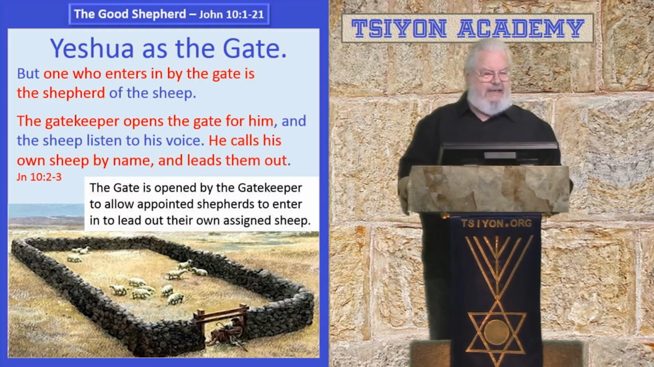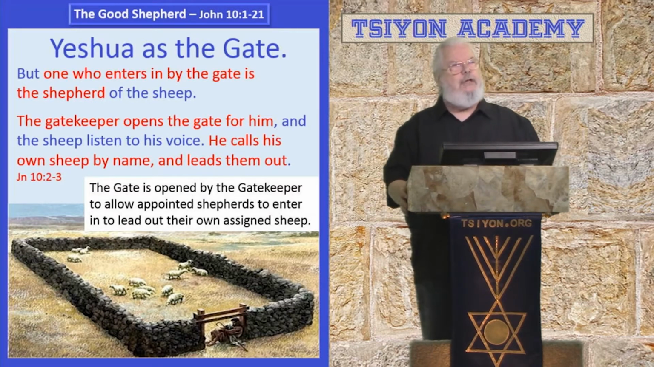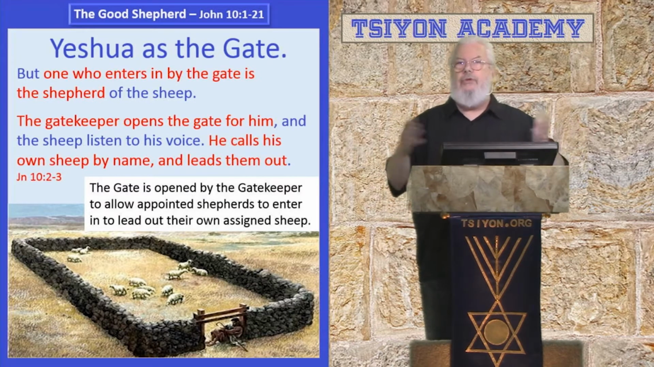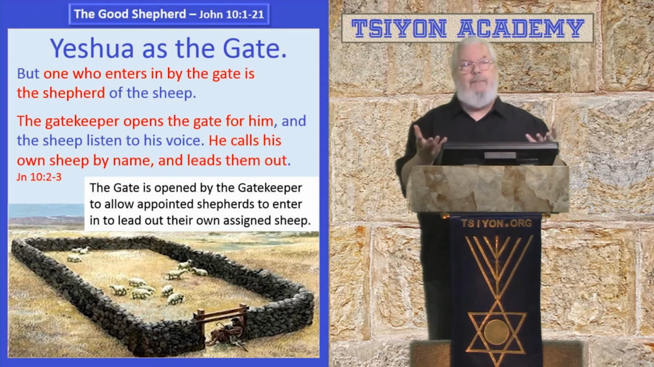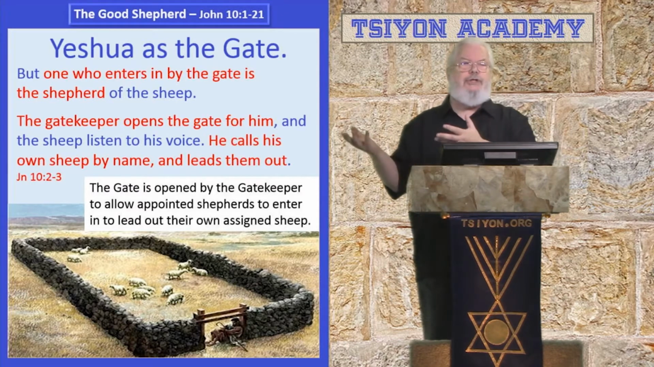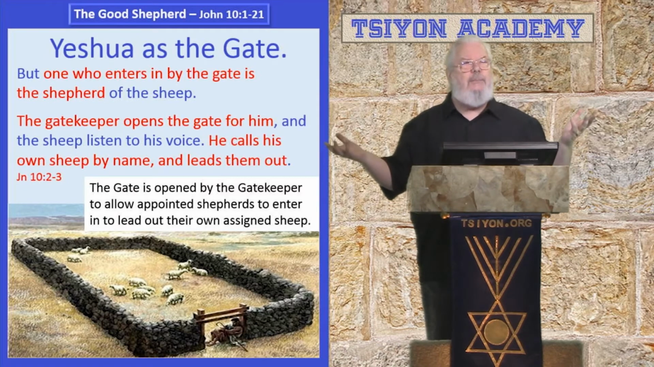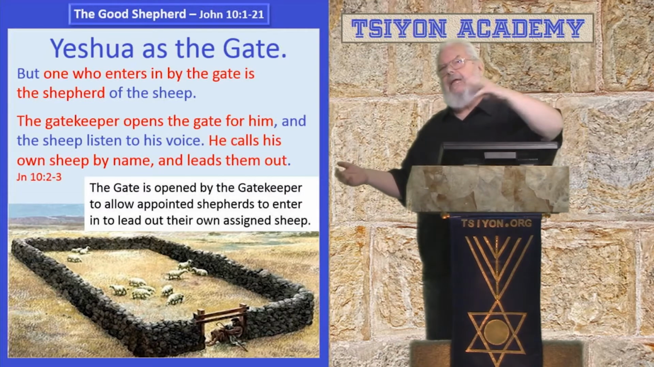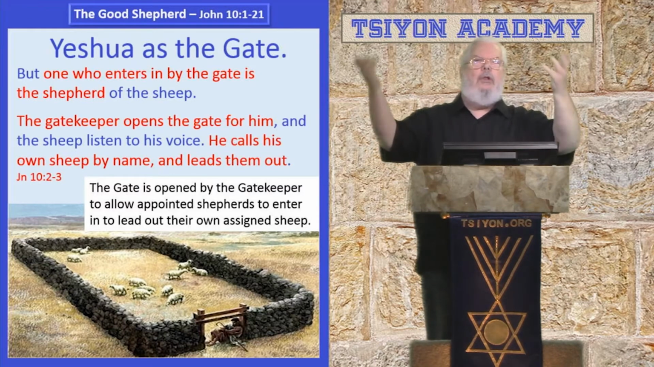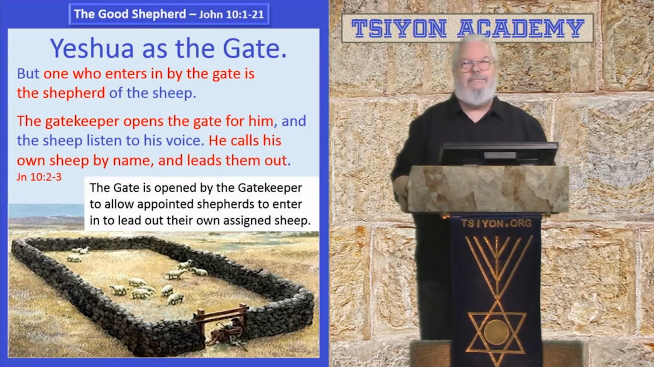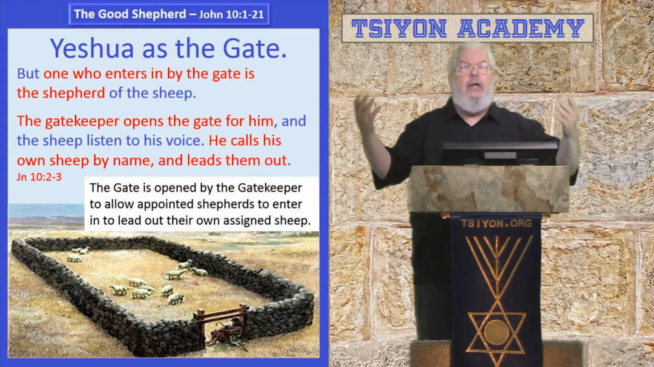The one who enters in by the gate is the shepherd of the sheep. Very simple. The authorized shepherds are going to go to the chief shepherd at the gate. He's going to open the gate. They're going to go in. They're going to call their sheep. Hey, Mary, Edna, Josephine, come along. And they're going to come.